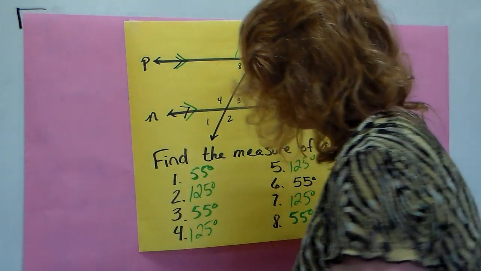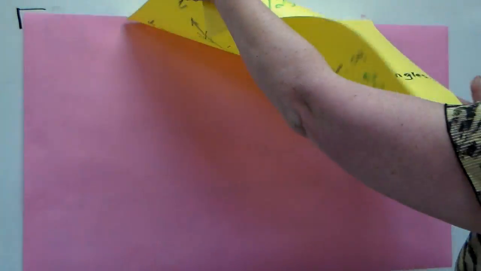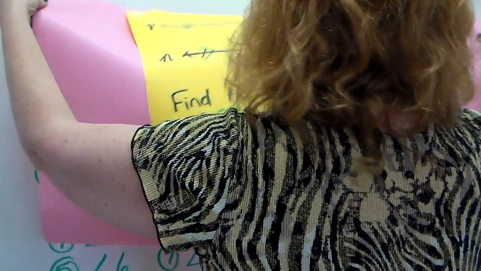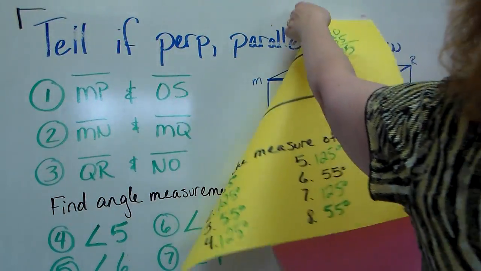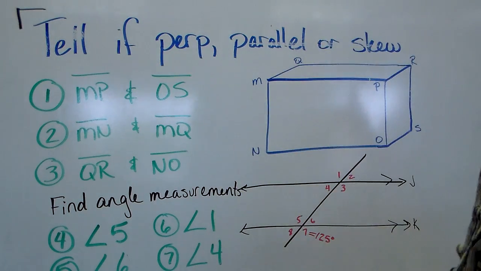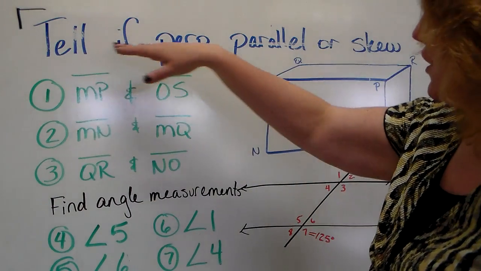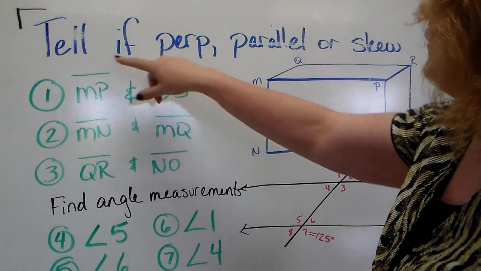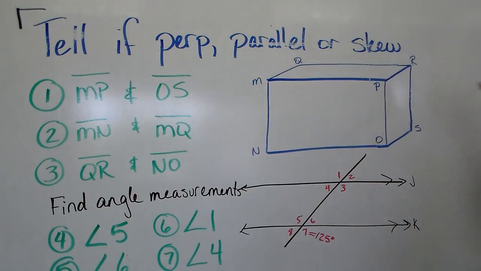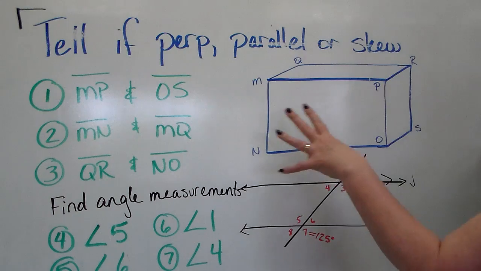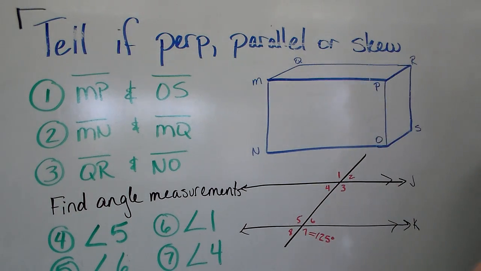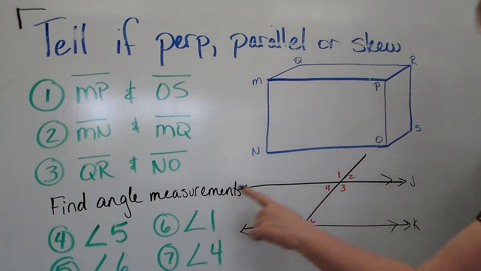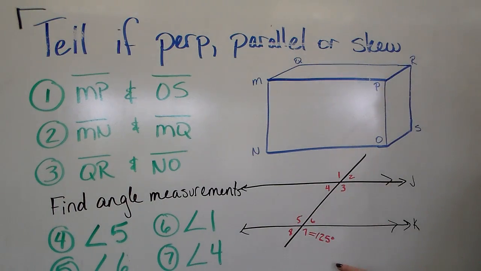How'd you do? So, last but not least, oh, we're done. All right. So now it's your turn. Your job to show me tomorrow is going to be on top here. Tell me if it's perpendicular, parallel, or skew. And I've got the lines from this box. And then these four, you're going to find the angle measurements from this set of angles, knowing that line J and line K are parallel and this is a transversal.